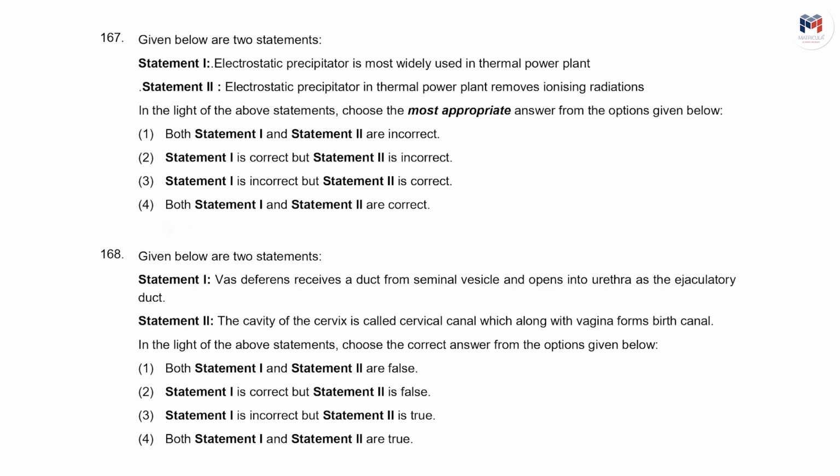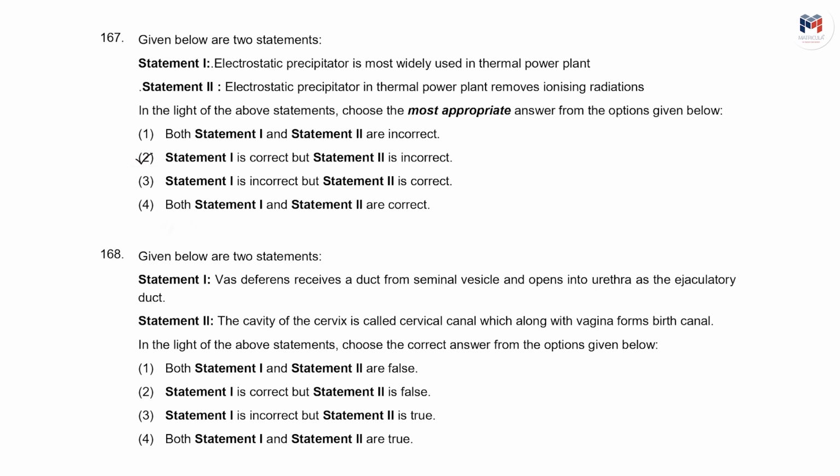Question number 167. Given below are two statements. Statement 1. Electrostatic precipitator is most widely used in thermal power plant. Statement 2. Electrostatic precipitator in thermal power plant removes ionizing radiations. In the light of the above statements, choose the most appropriate answer from the options given below. The answer is option number 2. Statement 1 is correct but statement 2 is incorrect.